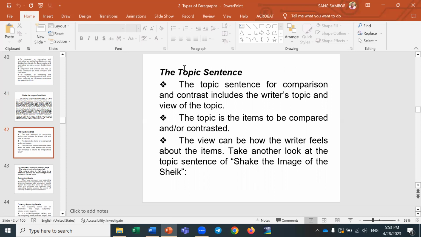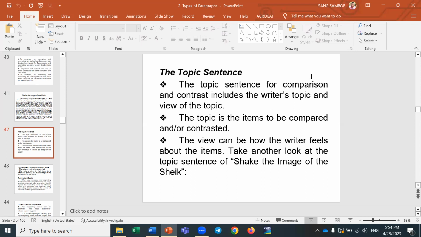As I mentioned previously, when you are writing any type of paragraph, you will be asked to include the topic sentence, the supporting sentences, and the concluding sentence of your paragraph. In that case, there will be some specific key terms to help you understand whether the topic of that paragraph requires you to include only the comparison, only the contrast, or both comparison and contrast. So let's see the topic sentence.